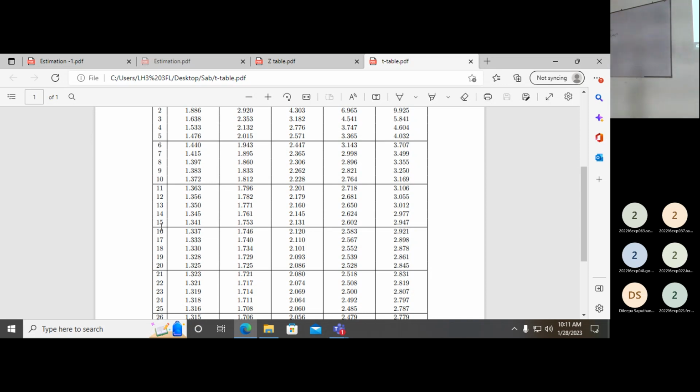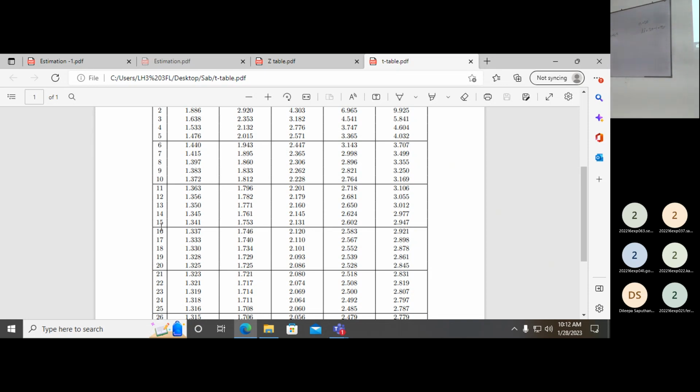Example right now. Calculate degrees of freedom. If the size of the sample is 20, degrees of freedom is 20 minus 1, 19. That is right. Another one.